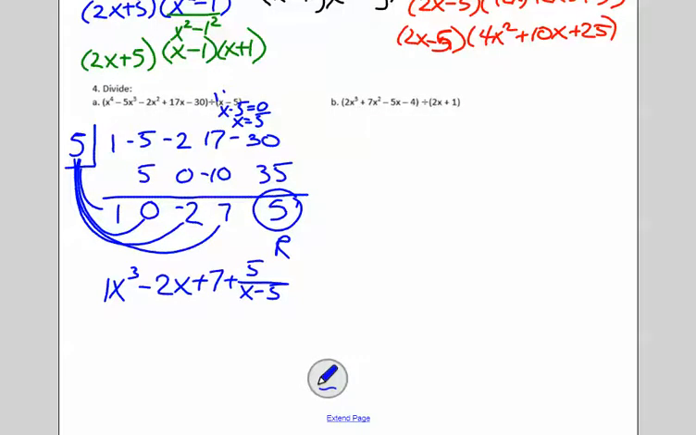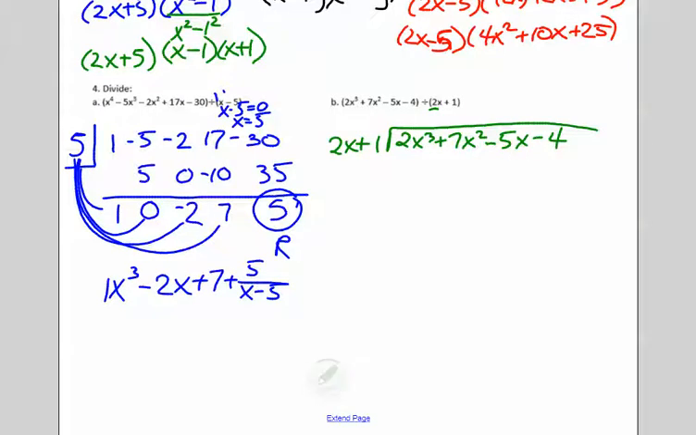All right, the last problem, because I have a coefficient of 2 right here, I need to do long division. So I'm going to put the 2x plus 1 outside, and I have 2x to the 3rd plus 7x squared minus 5x minus 4. So I'm going to do the first part divided by the first part. So what you're thinking is 2x to the 3rd over 2x. The 2's cancel out, so I get just x squared.